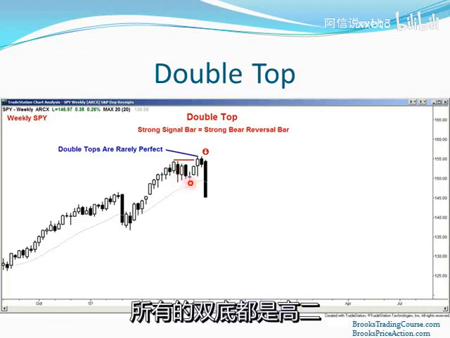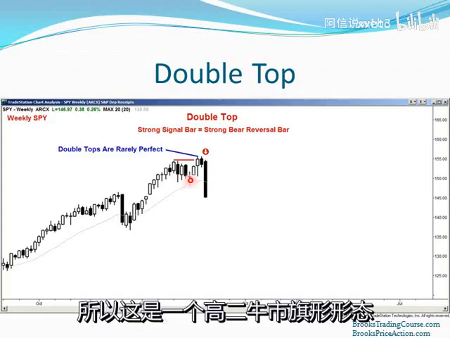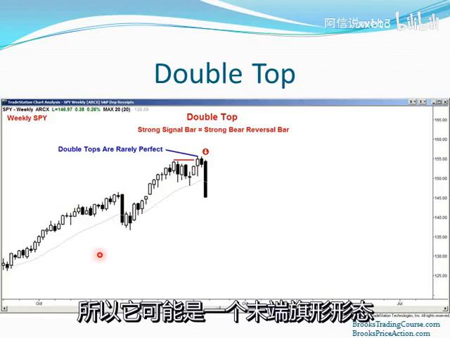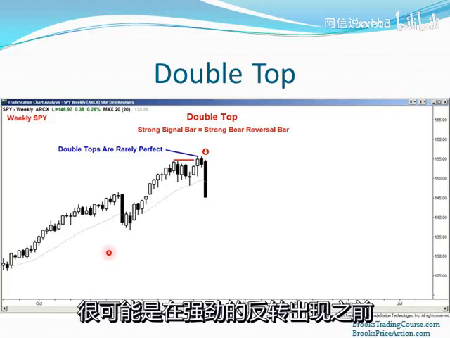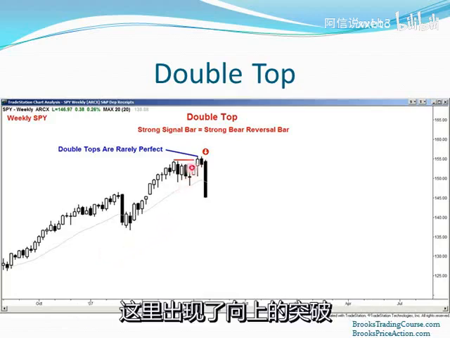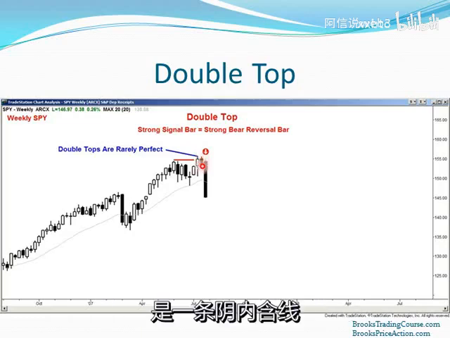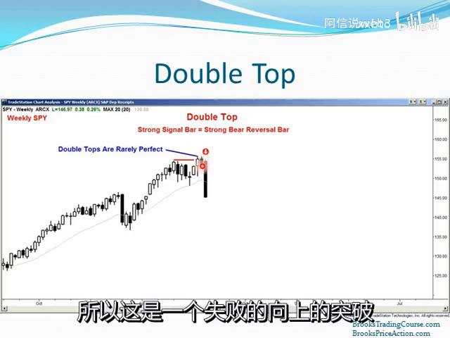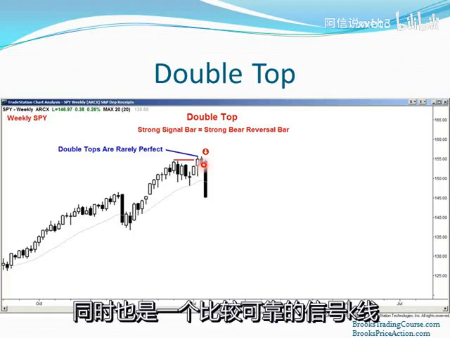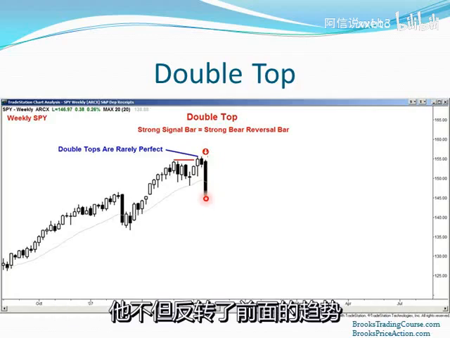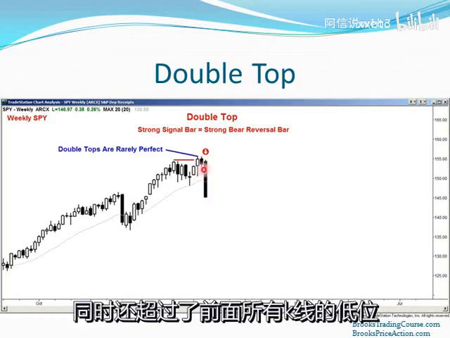Also, it's a double bottom, and every double bottom is a high 2. So this is a high 2 bull flag occurring late in a bull trend, and therefore a possible final flag. It could be the last flag in the bull trend before there's a big reversal. We broke out to the upside, and the next bar we have a failure, a bear inside bar. So this is a failed bull breakout and a reasonably good signal bar. And then we had this huge bear reversal bar that reversed not only the trend, it reversed the lows of all of these bars.